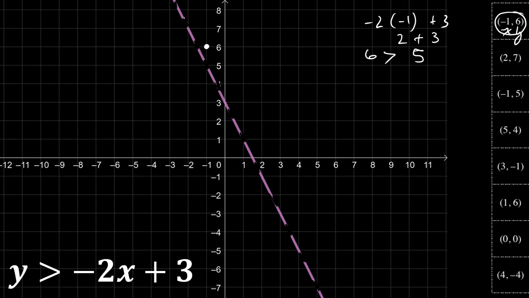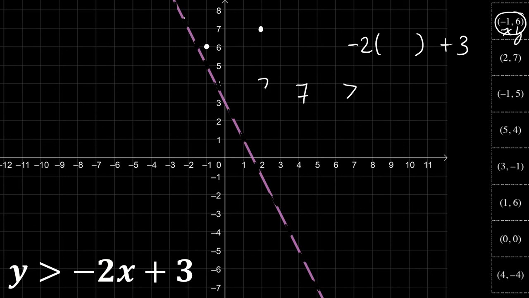If I look at the point 2, 7, I believe this point will work as well. What I could do is make one set of this and just keep plugging it in. So it's always going to be -2 times x, plus 3. And I'm going to compare that with the value of y, and y is the number 7 in this case.